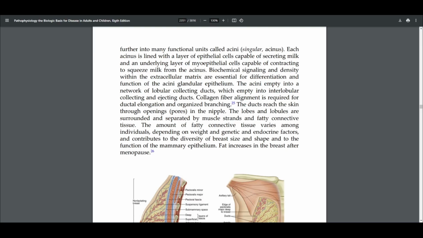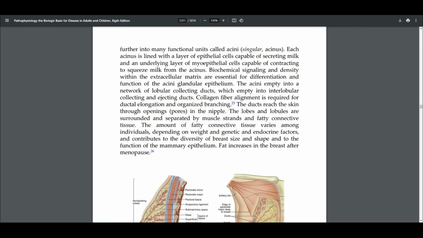Biochemical signaling and density within the extracellular matrix are essential for differentiation and function of the acini glandular epithelium. The acini empty into a network of lobular collecting ducts, which empty into interlobular collecting and ejecting ducts. Collagen fiber alignment is required for ductal elongation and organized branching. The ducts reach the skin through openings in the nipple.